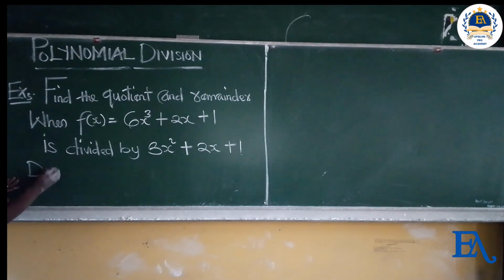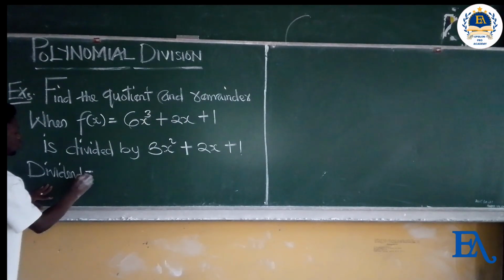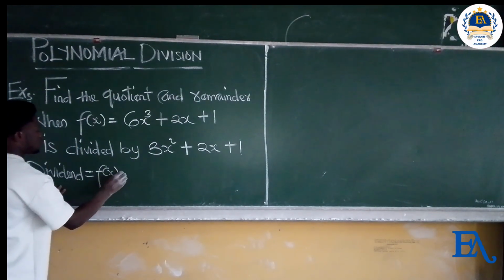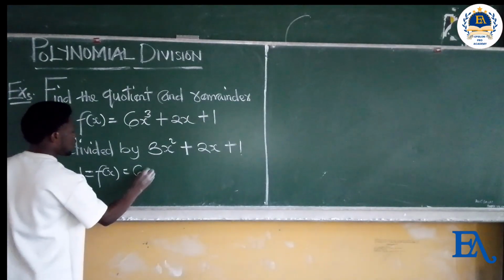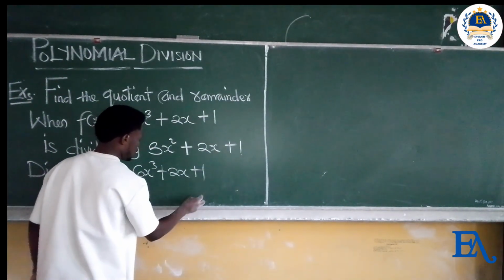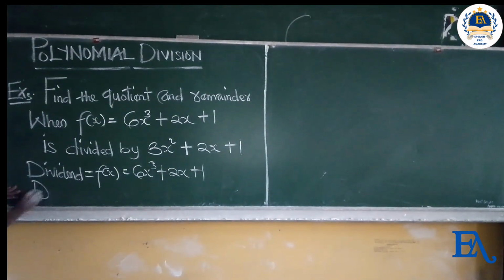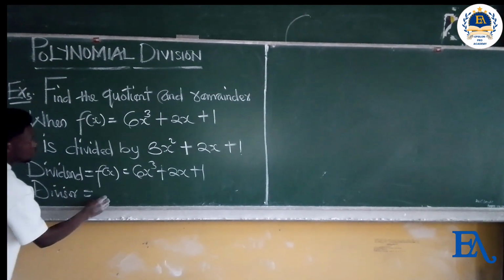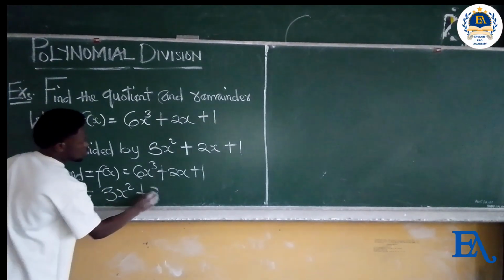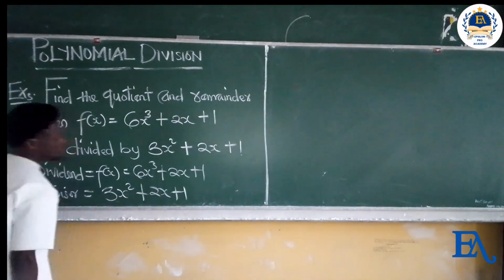The dividend is equal to f of x, which equals 6x cubed plus 2x plus 1, and the divisor is equal to 3x squared plus 2x plus 1.